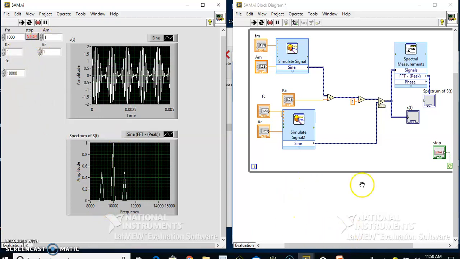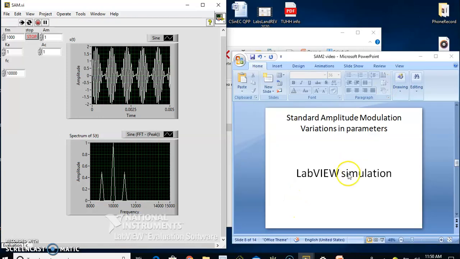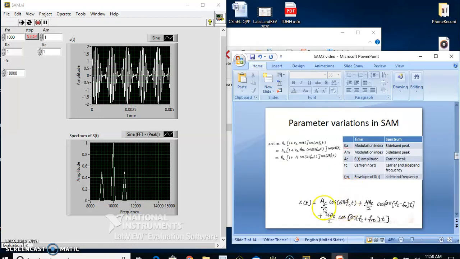As we have seen in this expression, this is the amplitude of the carrier signal, which is at 1. The sidebands are at mu AC by 2. So in this case, mu is Ka into AM, AC by 2. Since this is 1, 1, 1, it's actually 1 by 2, which is 0.5.